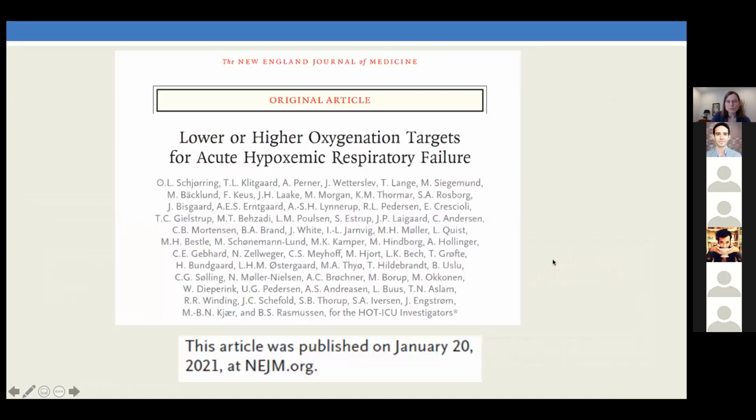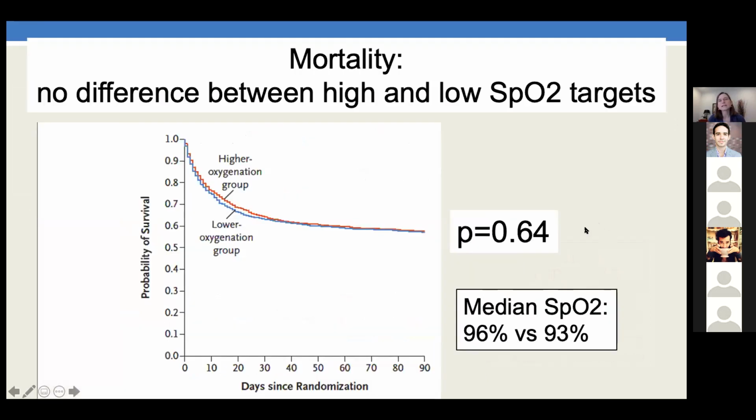This study is the most recent, and what I consider to be the definitive study that we have so far, at least. The New England Journal, just about 6 weeks ago, published "Lower or Higher Oxygenation Targets for Acute Hypoxemic Respiratory Failure," which is where COVID lies in terms of a syndrome. In this study, they used 3,000 patients, and they saw no difference between high or low saturation targets.